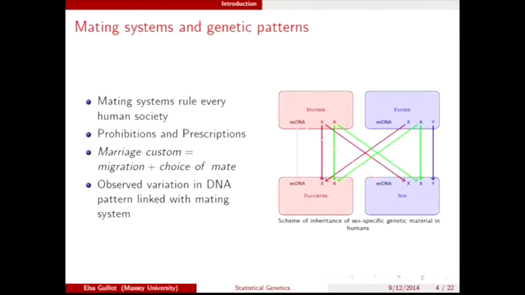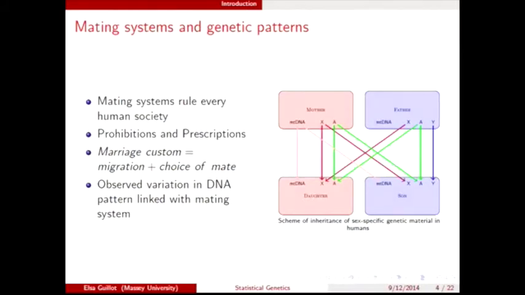So we're going to define marriage custom as a set of migration plus choice of mates, because very often we have a migration in this. When I say marriage, I just think in terms of reproduction. So what matters at the end is that there's a baby. So that's a bit of a shortcut, but just keep that in mind.